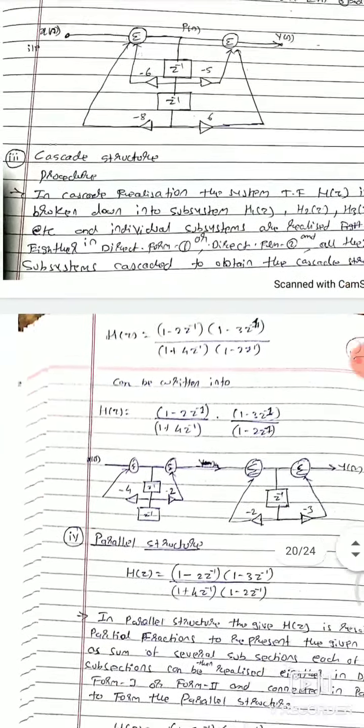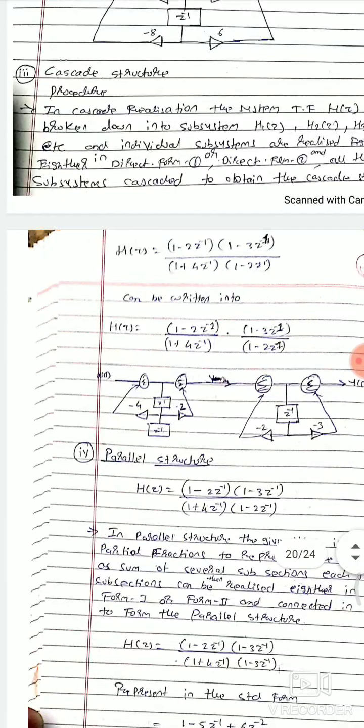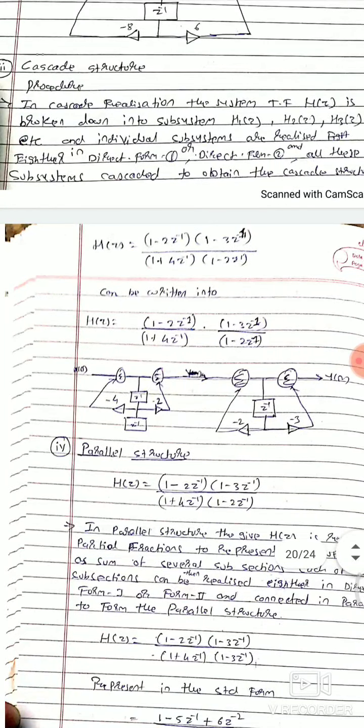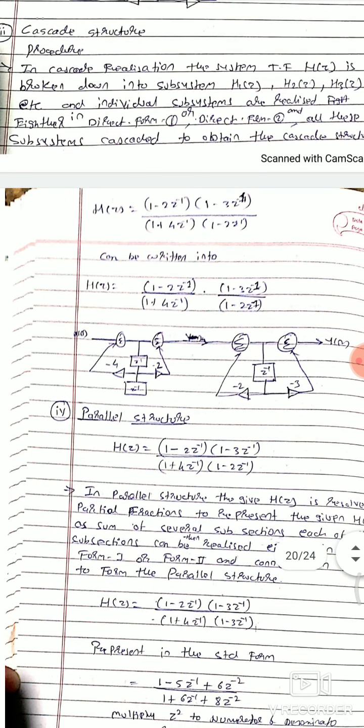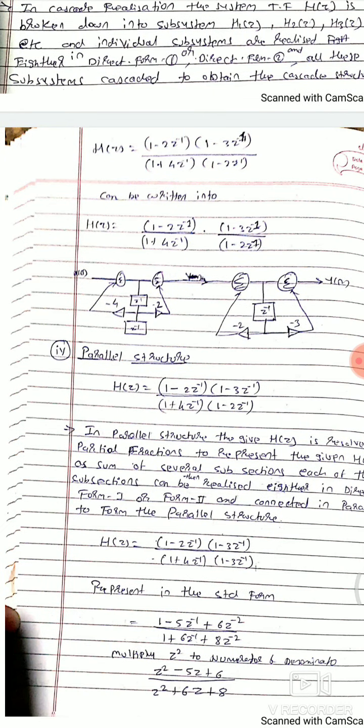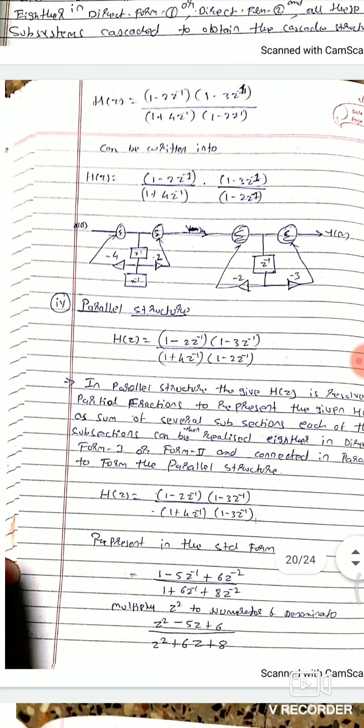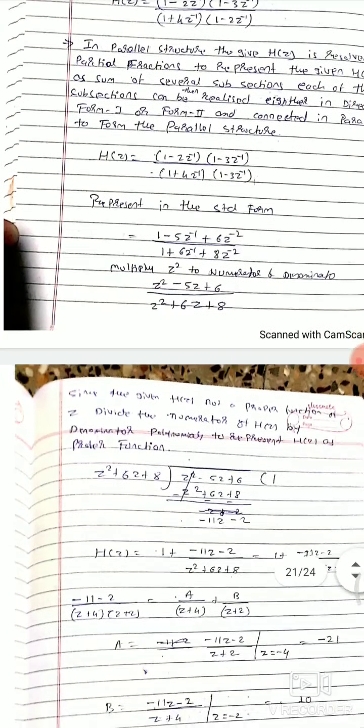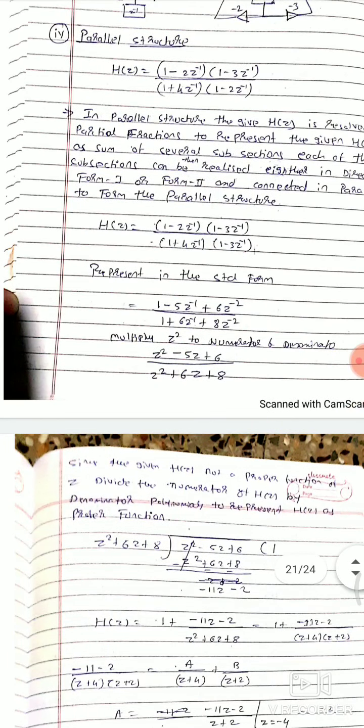Okay, right. Next, the cascade structure. So if you divide it into two forms for cascade, I'll divide this transfer function into two forms. So I'll take (1 minus 2z^-1) divided by (1 plus 4z^-1) on one side. The other side (1 minus 3z^-1) divided by (1 minus 2z^-1) on the other side. So now this is 1, this is 1. Now I'm cascading both. Right, the structure remains the same as the previous one. Only I'll just divide this and write it that way.